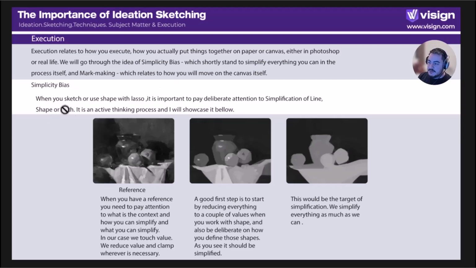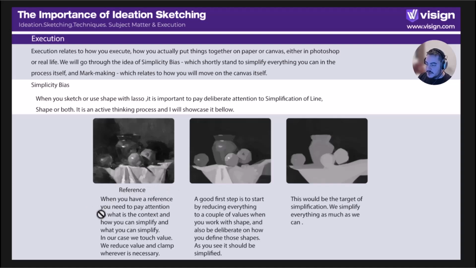Let's talk about the simplicity bias. When you sketch or use a shape with lasso, it is important to pay deliberate attention to simplification of line, shape, or both. It is an active thinking process, and we'll showcase it below. So what happens here below? Here in the first part, we have the reference, which we clearly see it's a painting done traditionally. We put it in value here to see what's going on.